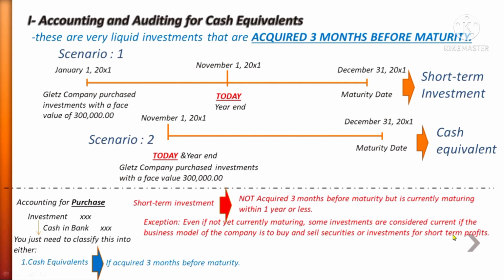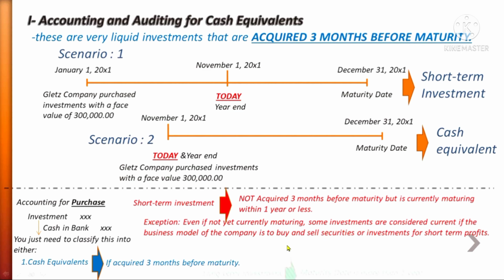if it becomes 1,100,000, those shares will be disposed of to other parties immediately. The question is, how will you classify those investments? Of course, they are short-term investments under current assets. So that's it for short-term investments and its exception.